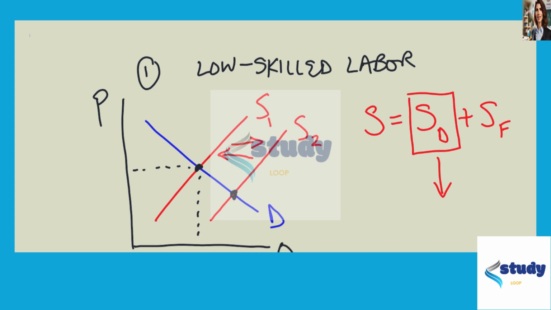So instead of moving from, let's say, point 1 to point 2, where the price would go down and the quantity would go up, instead we basically just stay at price 1, because as one component of the supply of low-skilled labor went up, another component went down. And that helps to explain why the price level, which is the wage in this market, really didn't change very much.